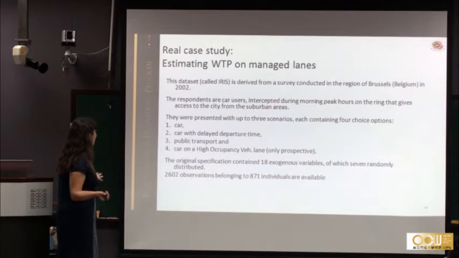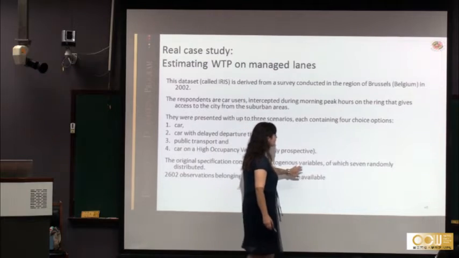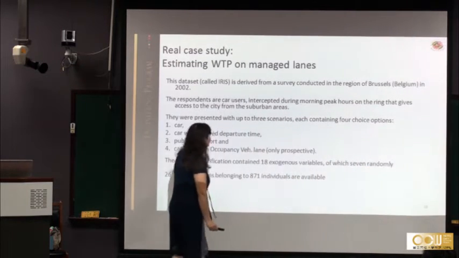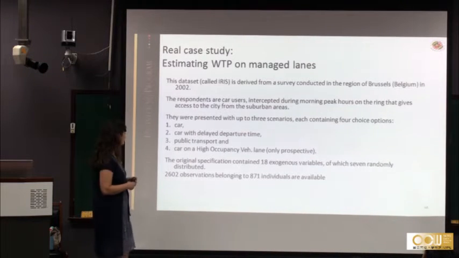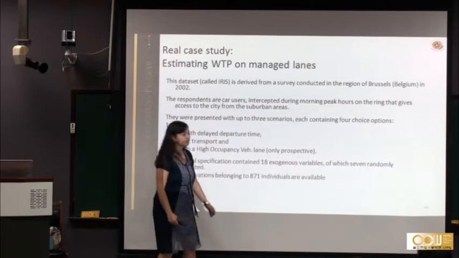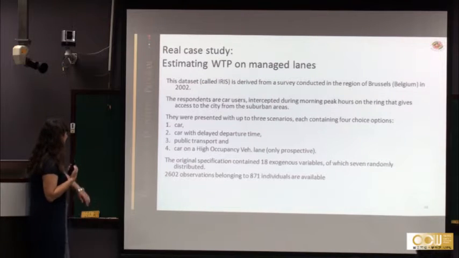So we had a number of exogenous variables. We had 18 exogenous variables, of which I estimated 7 random coefficients. I had quite a lot of observation belonging to 900 individuals. So this was a huge effort. I didn't sleep for weeks when I was working on that.